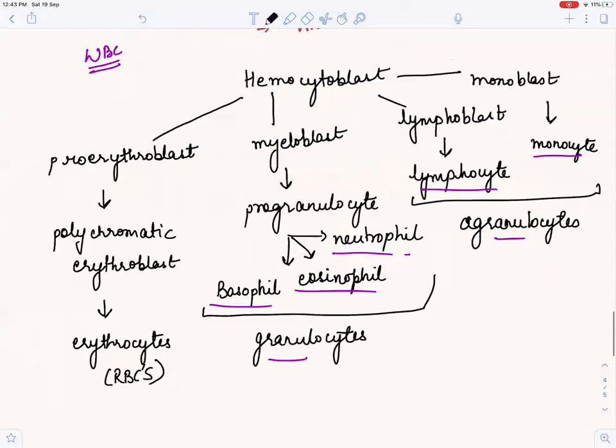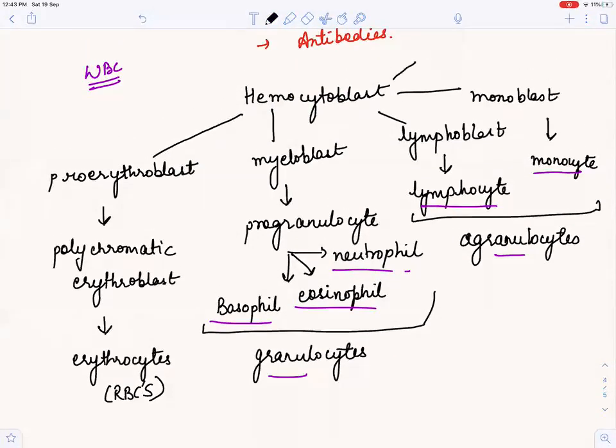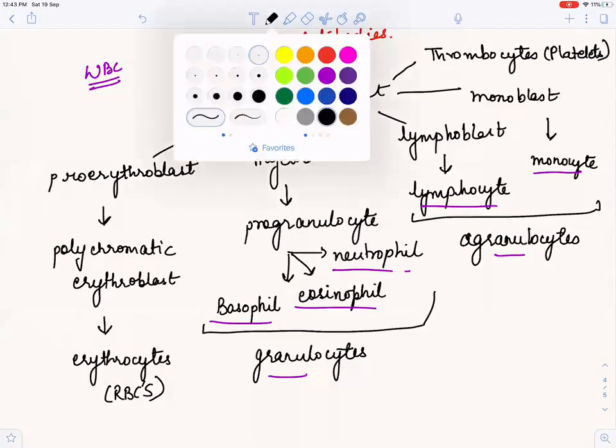And I'm going a little fast. And mega, or you can just say thrombocyte. And what are thrombocytes? Thrombocytes are platelets, right? Platelets. So all the formed elements we have done.